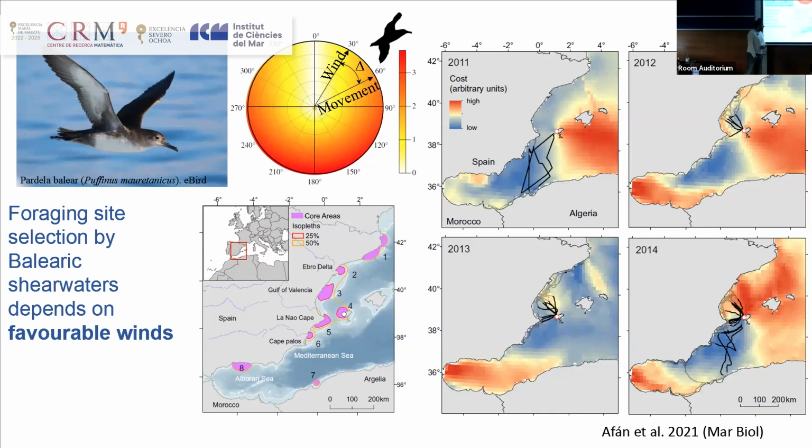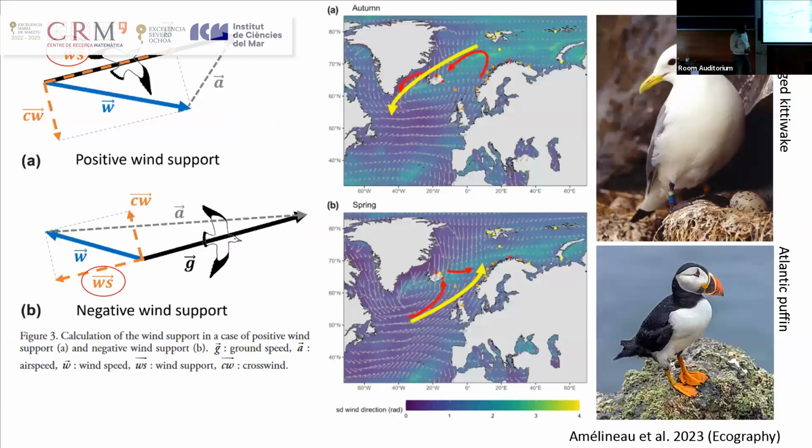And we saw that these crazy travels to Algeria, or these crazy travels to the Alboran Sea, only occur when the wind conditions were favorable. Otherwise, they always went to the coast of Catalonia or to the coast of Comunitat Valenciana. So somehow these individuals decide where to head, where to go for foraging, depending on wind conditions.